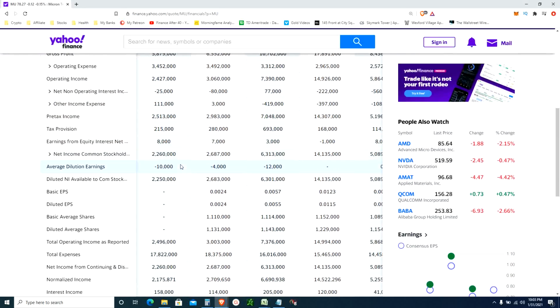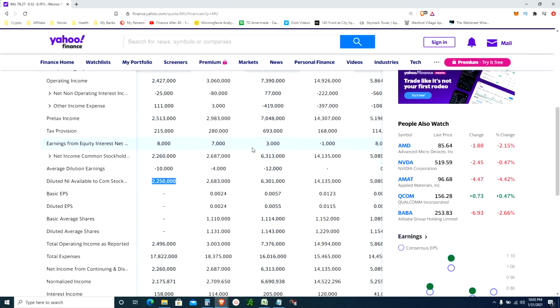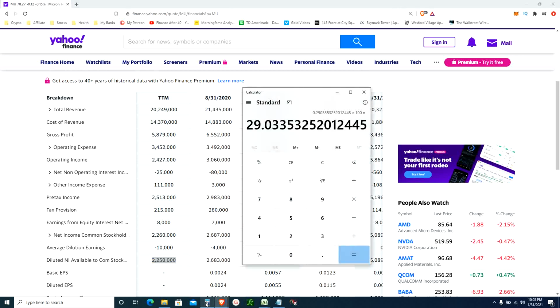And I'm looking here at the end, diluted net income available. That's the net income per share. Also down a lot, from 14 billion to 6 to 2.6 to 2.2. They're going down. That's not a good sign. I assume it's because of AMD and all the other competition, they just can't compete. And there's also TSM, Taiwan Semiconductor. There's also Intel that people tend to forget, but they're still a powerhouse.